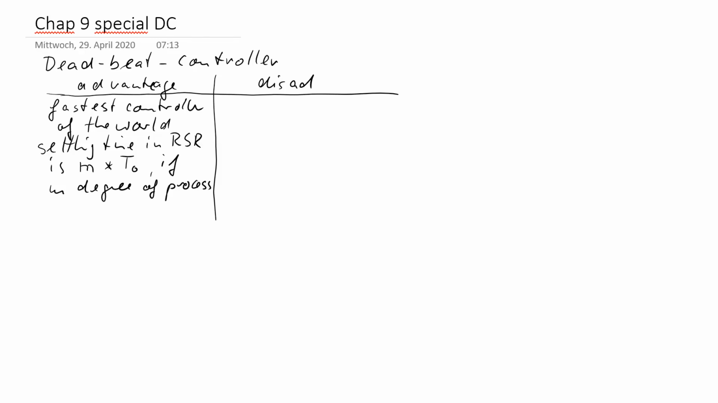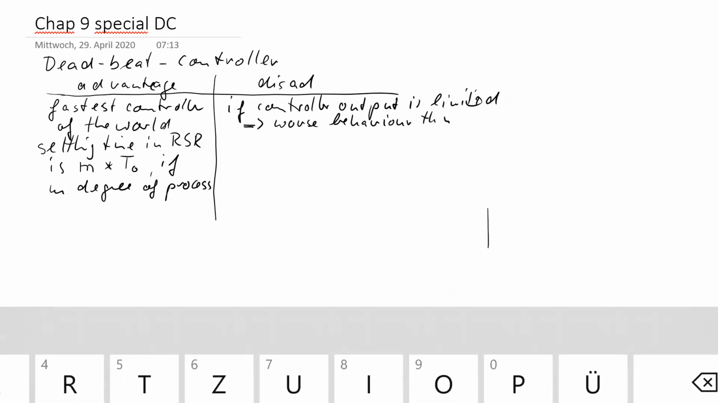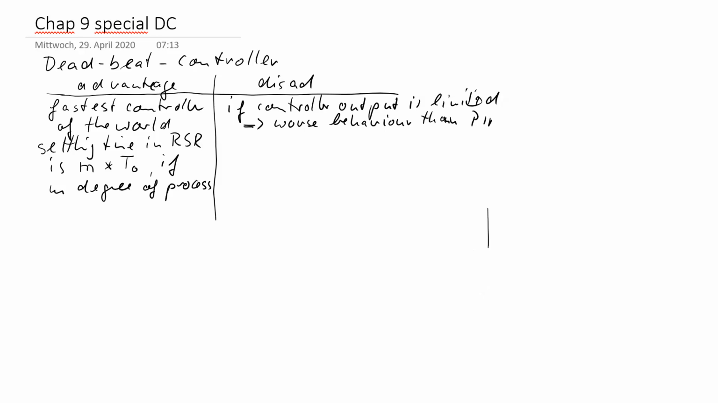Why? Because if controller output is limited, worse behavior than PID. These few steps are only possible if the controller output is not limited and realized with your actuator, and sometimes, of course, this doesn't work. Okay, that's the first.